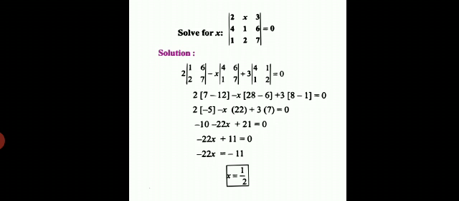Transpose minus 22. Minus 22 here is a multiplier. When you transpose it to the right side, it becomes a divisor. So minus 22 will come just below minus 11. That is, the value of x will be minus 11 upon minus 22. Both minus signs will get cancelled. 11 ones are 11, 11 twos are 22. So you get the value of x is equal to 1 by 2.